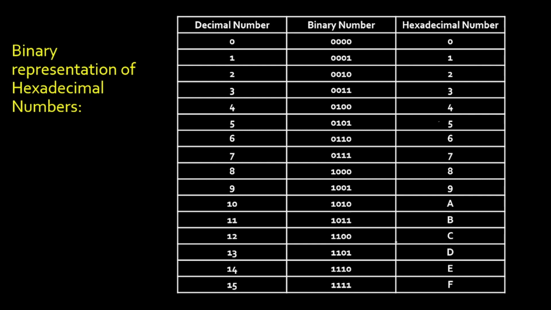13 will be identified as D and its binary equivalent is 1101. 14 is E and its binary equivalent is 1110. 15 is F and its binary equivalent is four 1s.